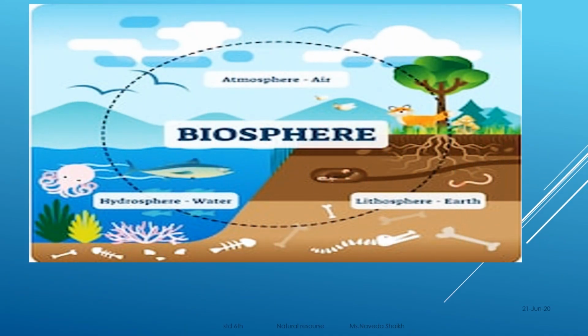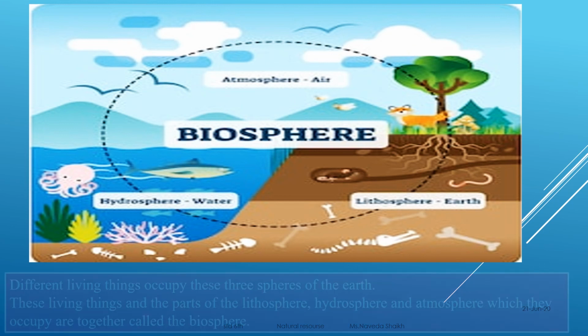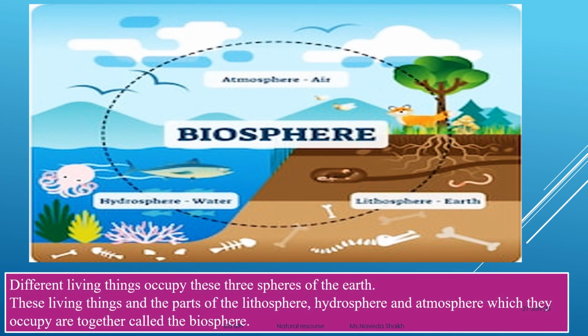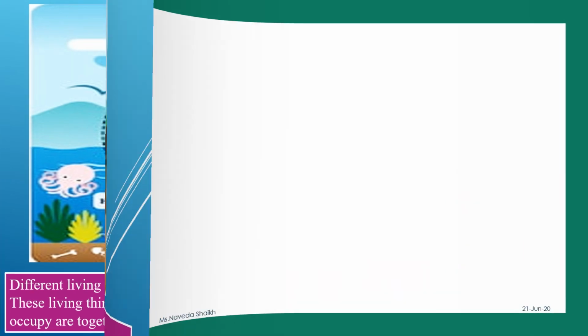Now, as I told you that all these three together comprise the biosphere. So different living things occupy these three spheres of the earth. These living things are part of the lithosphere, hydrosphere and atmosphere which they occupy together, and this is called the biosphere.